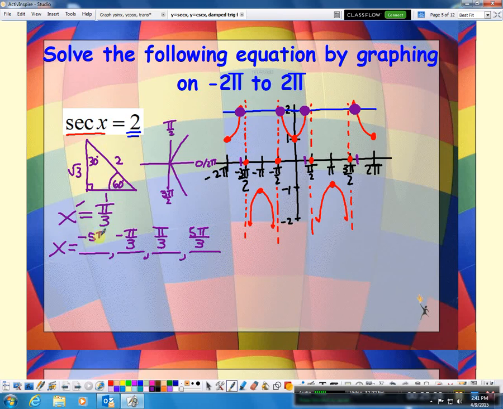And remember, since secant is even like cosine is even, that's why you're getting the plus and minuses of the same numbers. So that's how you're going to solve those graphically, just like you did with y equals tangent x and y equals cotangent x on last night's assignment.